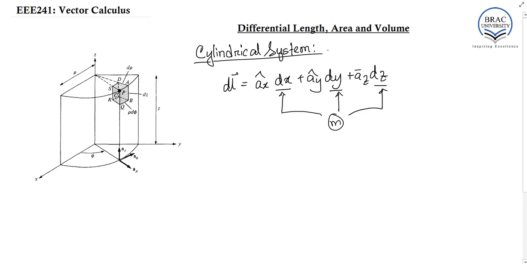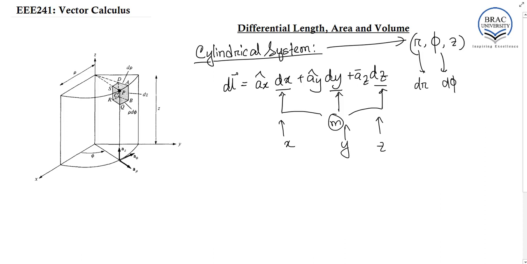In the cylindrical system, the three variables that we were using before were r, phi, and z. So we got dx from x, dy from y, and dz from z. Similarly, in the cylindrical system, we'll have dr from r, d phi from phi, and dz from z. That's pretty comprehensible, except there's one problem.